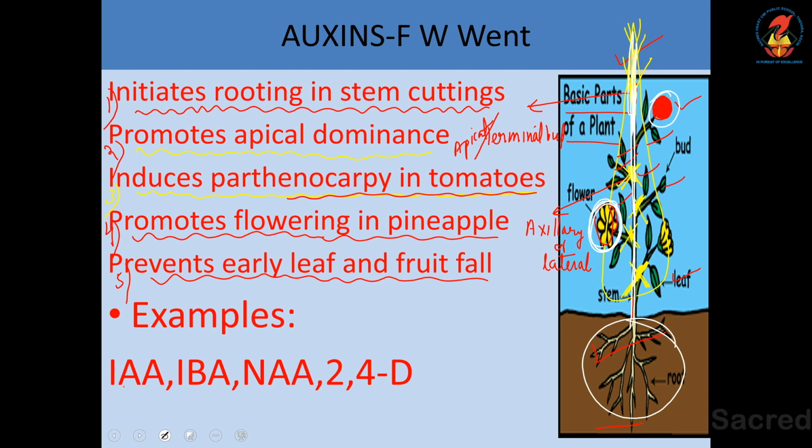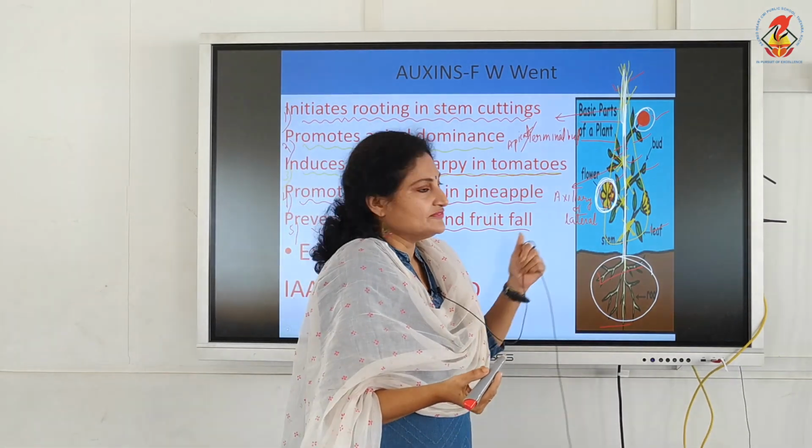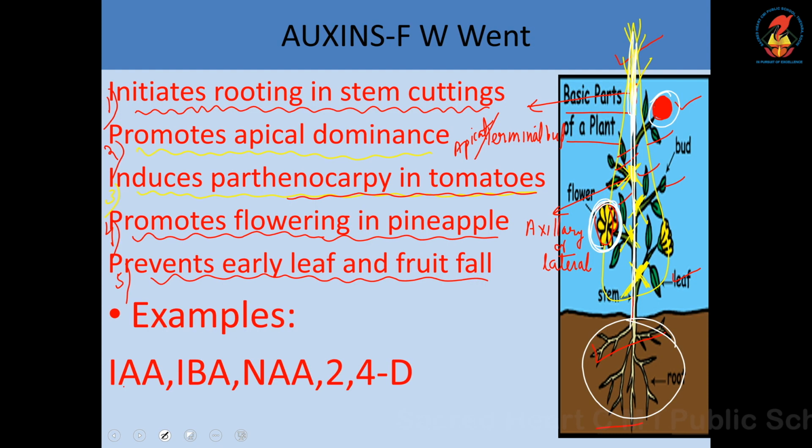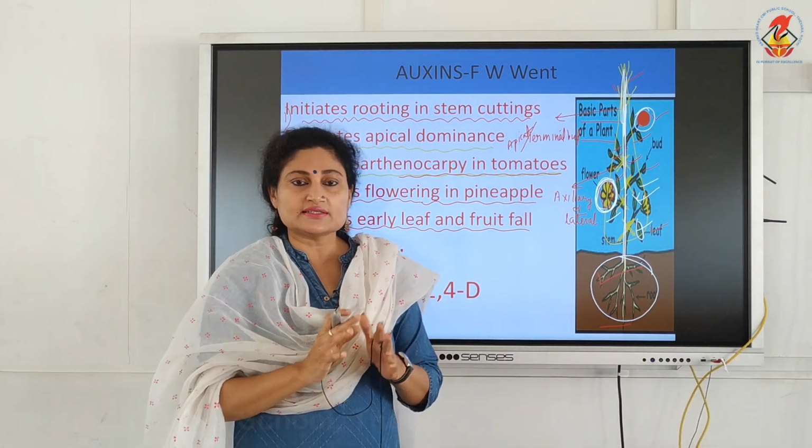And then what is left? The part of the plant that is left behind is the leaves, and the other flowers and buds. It prevents premature falling. So, all the parts of the plant are touched.